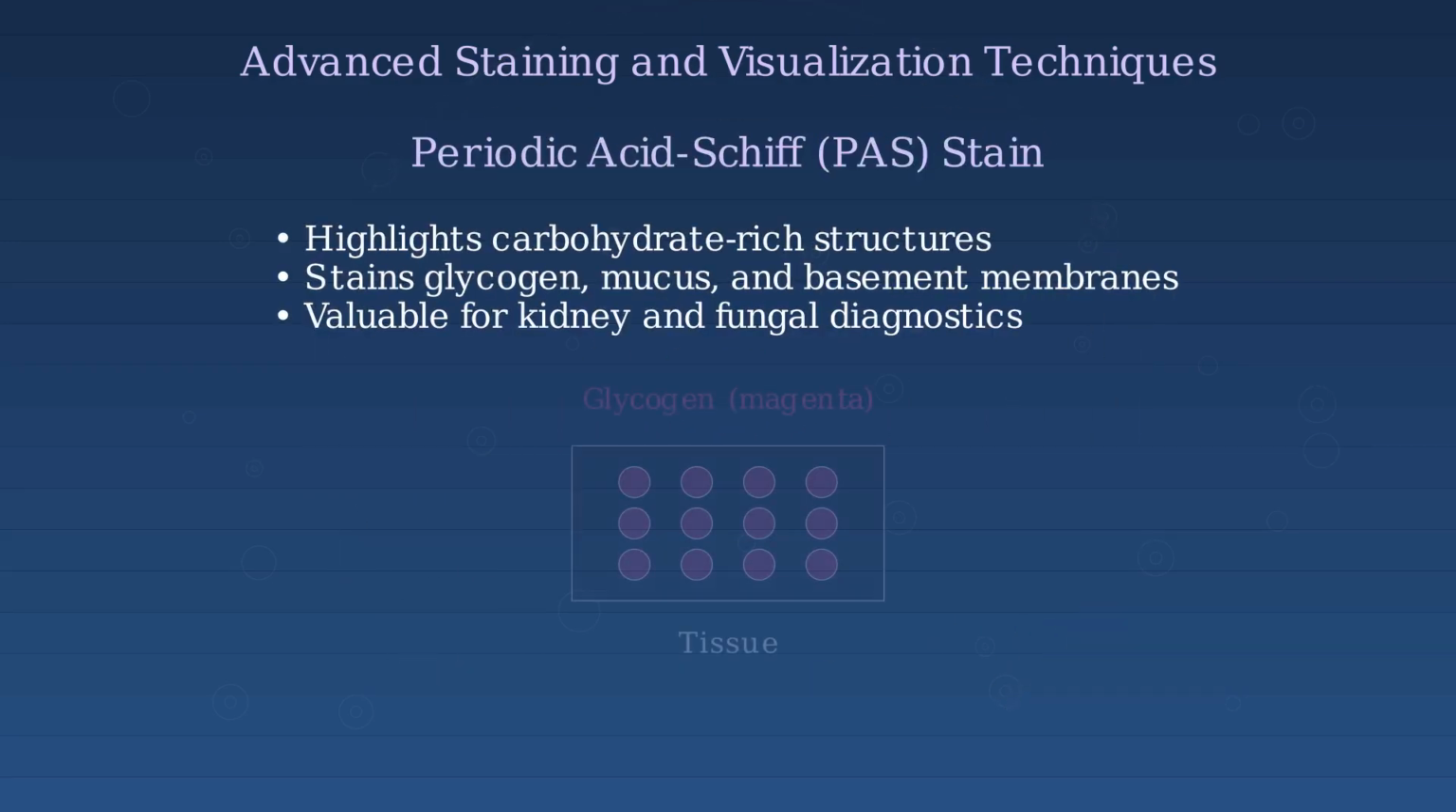The periodic acid Schiff stain, or PAS, reveals carbohydrate-rich structures that appear magenta. It's particularly useful for visualizing glycogen in liver cells, mucus in goblet cells, and basement membranes around tissues. PAS is invaluable for diagnosing kidney diseases and fungal infections.